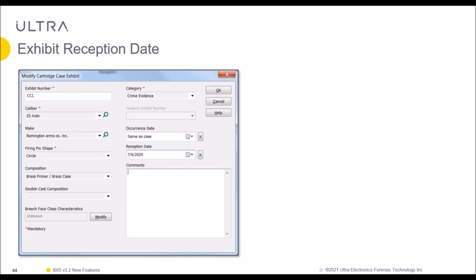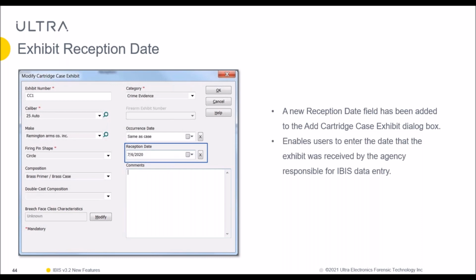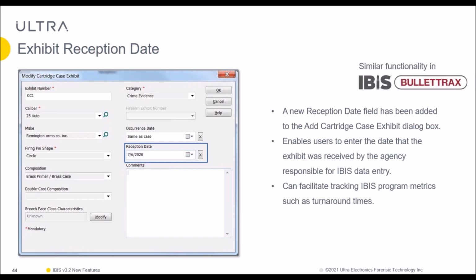The reception date field has been added to the Add Cartridge Case dialog box. Now this field enables you to enter the date that the exhibit was received by the agency responsible for IBIS entry. It facilitates tracking IBIS program metrics like turnaround times. So you can basically track the amount of time it takes for an exhibit to get from being entered into the agency to going into IBIS to having correlation results and so on and so forth. This reception date is also available in BulletTRAX. It's not mandatory at the moment.